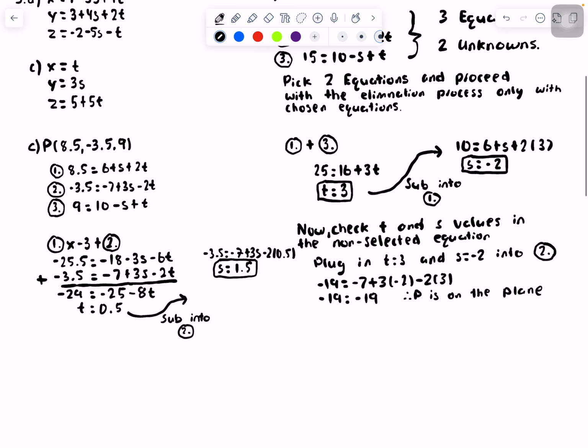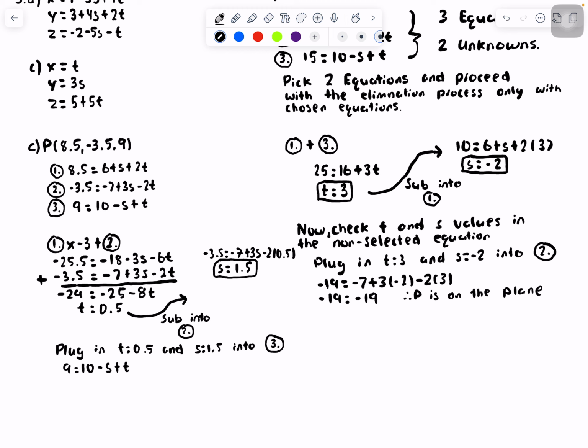And now I can plug in t equals 0.5 and s equals 1.5 into, so the equation I didn't use in this process was 3.